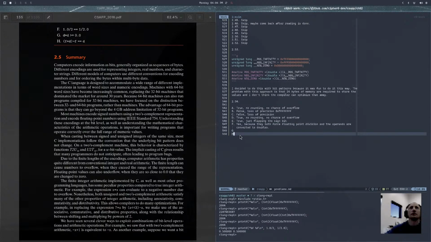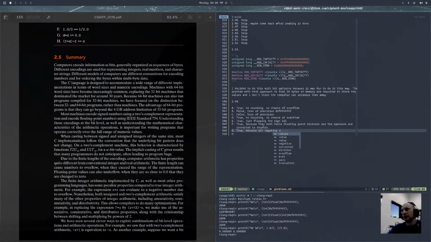Yeah, like I said. G is d times d is greater than or equal to 0. True. I'm going to say true, because all negative values will flip positive, and if they overflow, they will become positive infinity.